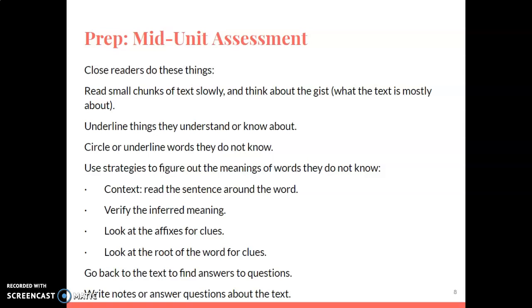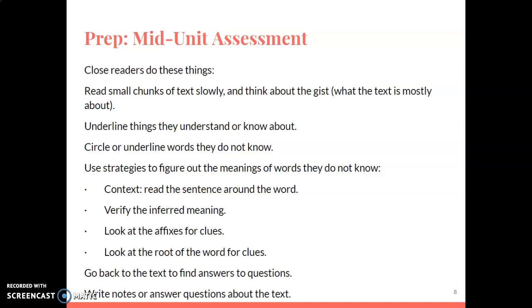Now, just a reminder, some things that close readers do while reading. You can read small chunks of text slowly and think about the gist. Underline things that you don't know or understand. You can also circle words that you may not know. If you don't know a word, you can use these strategies to figure out the meaning. Read the sentence around the word. Verify the inferred meaning. Look at the affixes for clues. Look at the root of the word for clues.